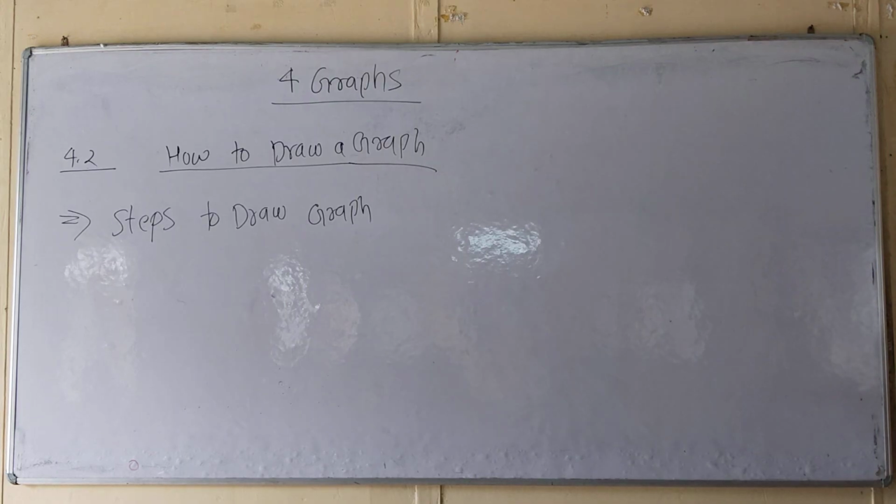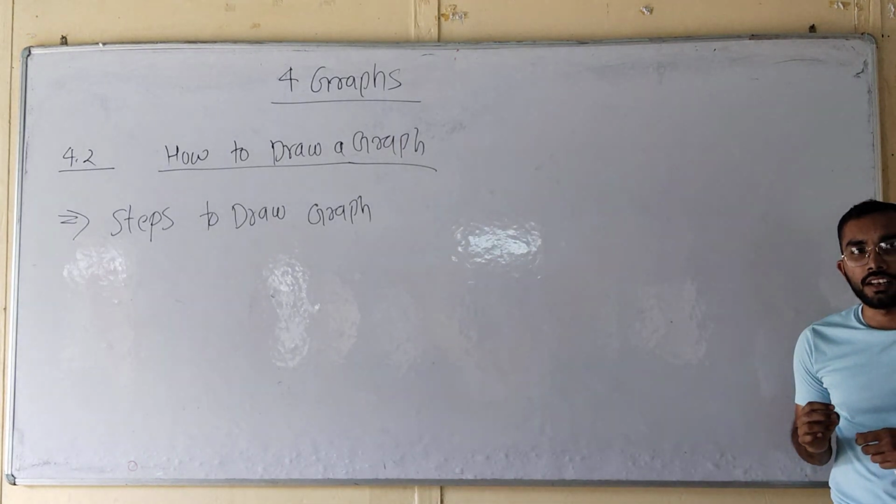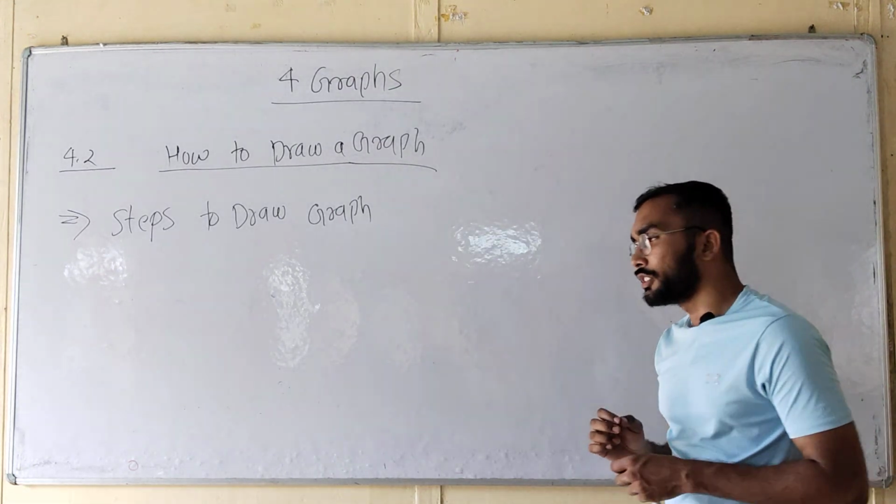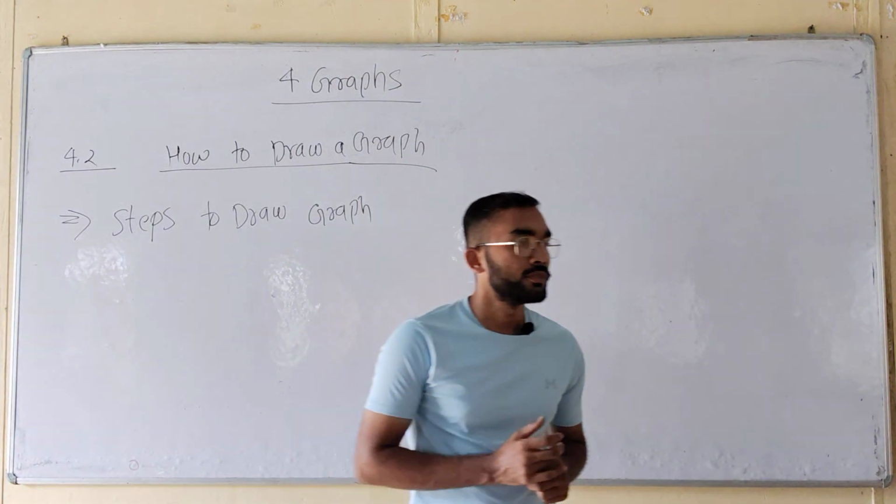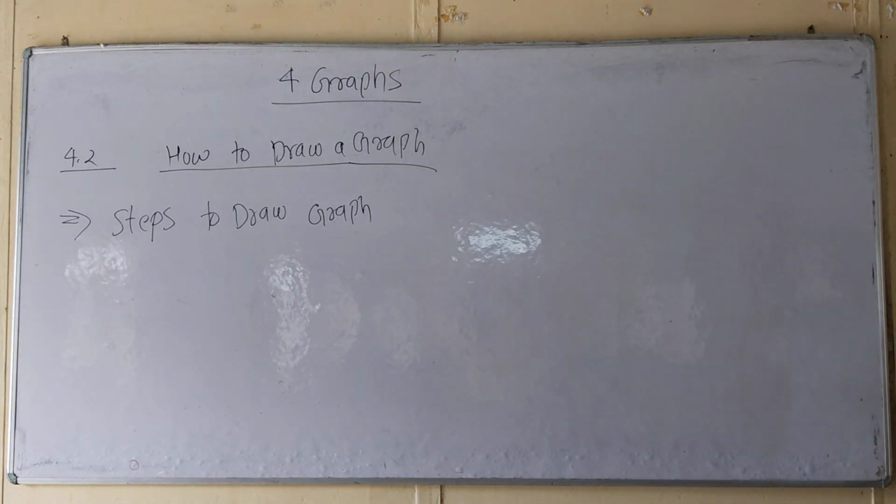First point, write down: choose a scale, comma, a uniform scale for both the axes. Write down after putting a comma, uniform scale for both axes unless specified. Axis is spelled AXES.